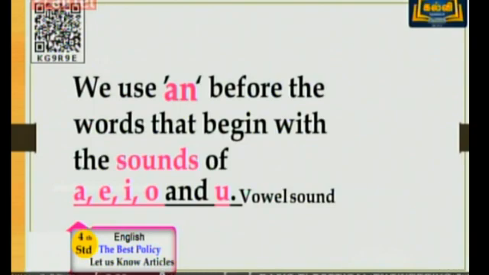You shouldn't make a mistake. So A, E, I, O and U letters you shouldn't think about. You should think that it is the sounds, vowel sounds. Okay. So this an is used before the words that begin with the sounds of A, E, I, O and U. You understand this clearly? Okay, we'll practice with some examples, then you'll get an idea.